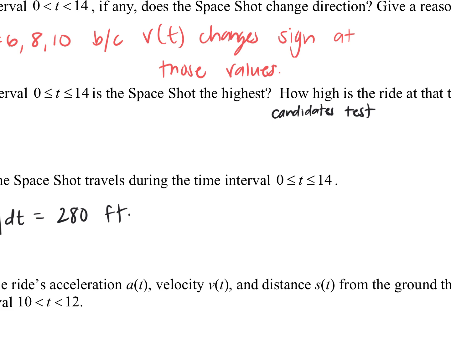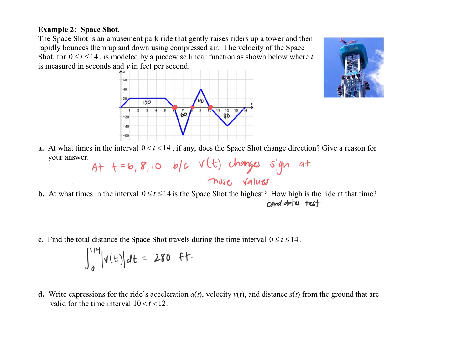Now, if we think about this a little logically, this one has a little bit of context, so it kind of makes sense, right? If we're riding this space shot roller coaster, where do we normally start at? The ground, so 0, right? So it's definitely not going to be the highest at the beginning. What is it going to be at the end after I've come back down? Also 0, right?